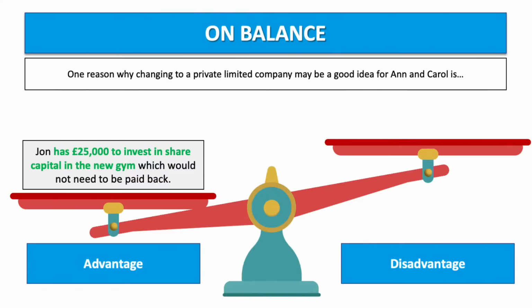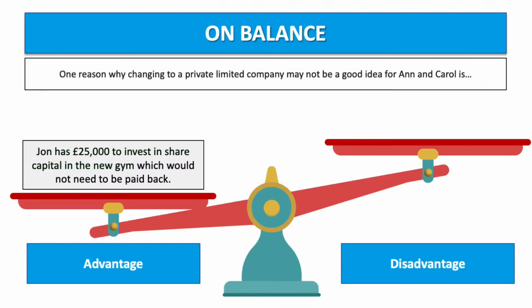We would develop that into a full paragraph, but now we need to look at the other side. We need to get some balance. We need to think about one reason why changing to a private limited company may not be a good idea for Anne and Carol. Please try to link your responses here to the case study. Okay, you can see our example for the reason to change on the screen. Try and link your reason not to the case study. A few seconds.